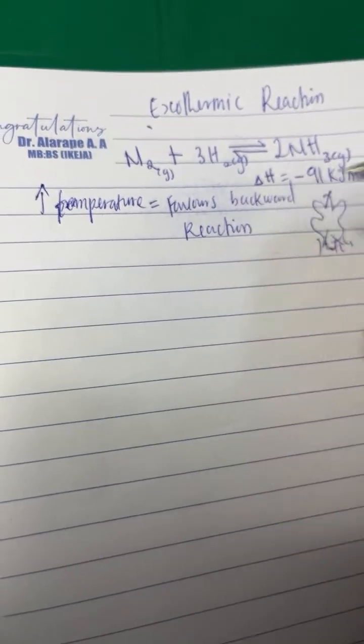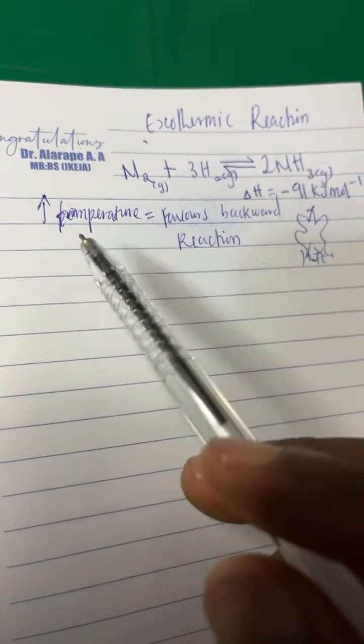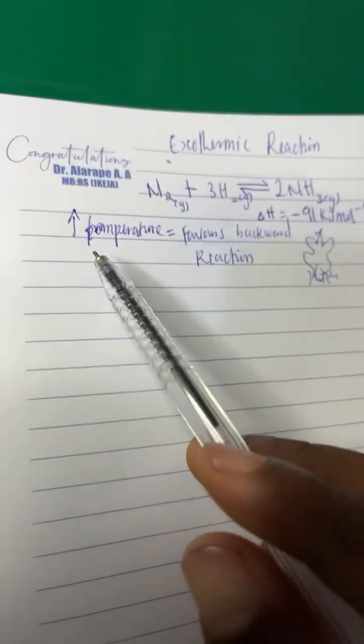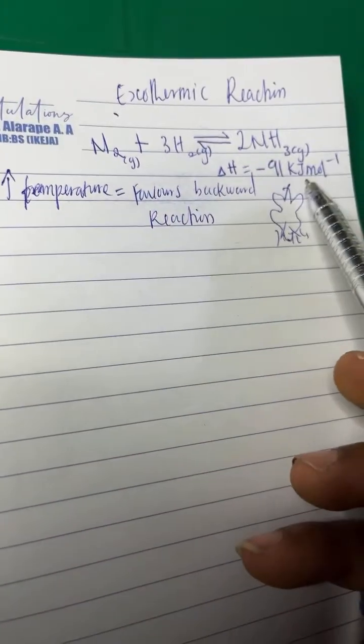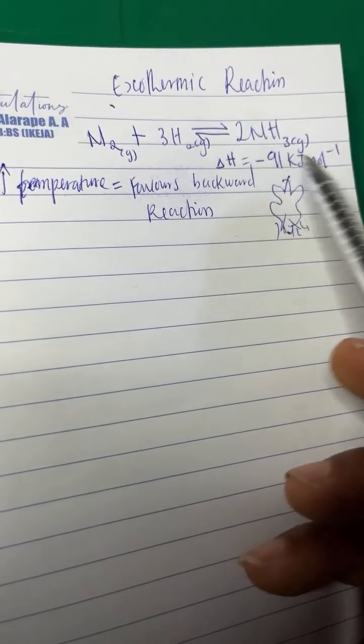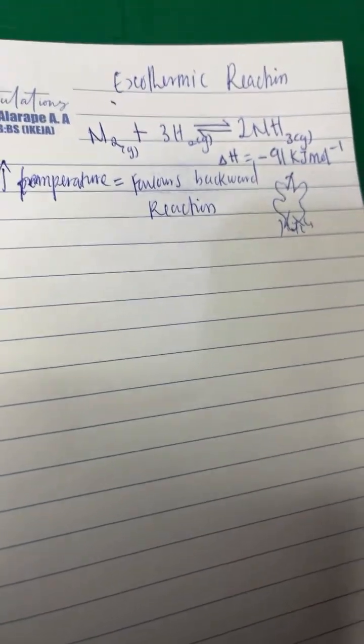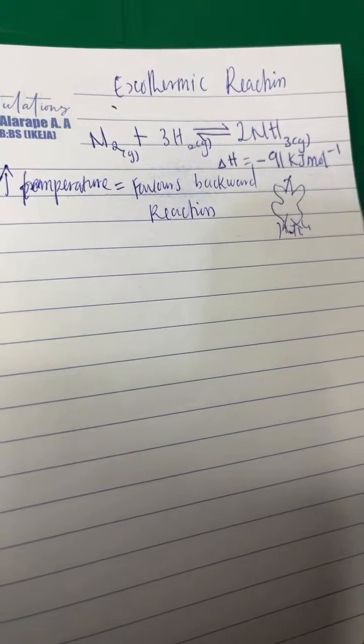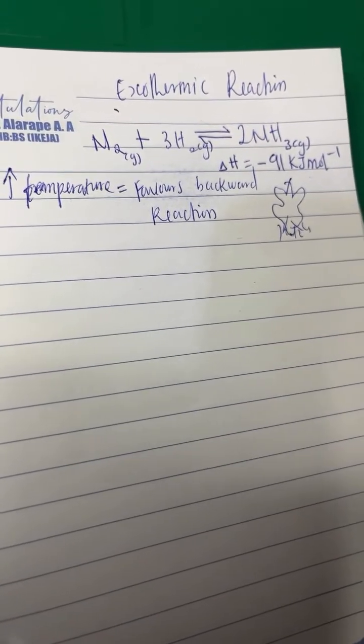All of these things are things you guys need to note. So for an exothermic reaction, an increase in temperature will favor the backward reaction because the forward reaction is already hot. The forward reaction is already emitting heat. So why are you increasing the temperature again? If you increase the temperature, the best way to bring the temperature back to normal is to reverse the process.